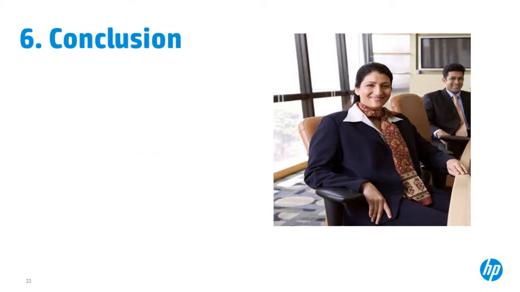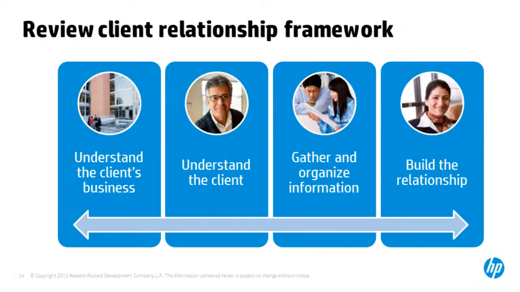Right, let's have a look at what we've done. We've looked at the key learning points from the 4 aspects of building a client relationship, which are understand the client's business, understand the client, gather and organize information, and build the relationship. How will you apply this in your own relationships with clients? This leads us to the action plan.